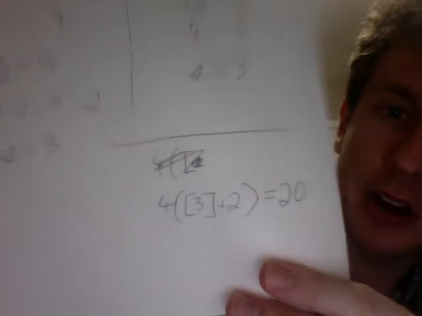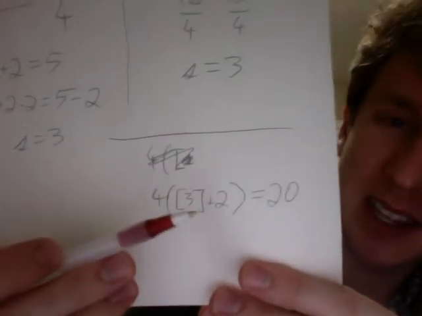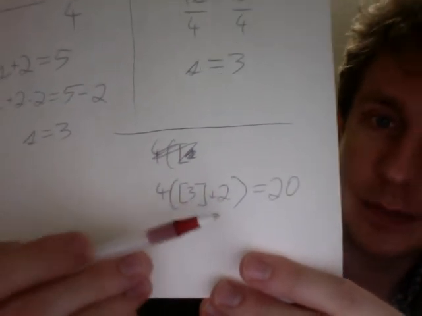4 times 3 plus 2 equals 20. So this is what it will look like. And I just made a bit of a mistake there, above there. Just because we always like to show when we're substituting that we have brackets, so I use the square ones. So we'll do the stuff.